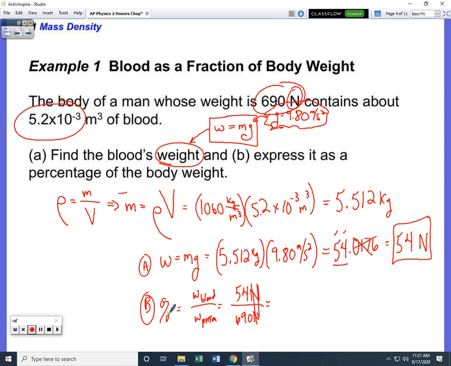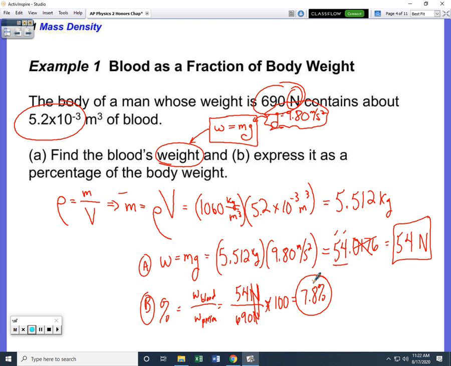That's actually going to give me a decimal, so I'll eventually multiply this by 100 to turn this into a percent. Divided by 690, and I get that this is about 7.8% of their body weight. So almost 8% of this person's body weight is blood.